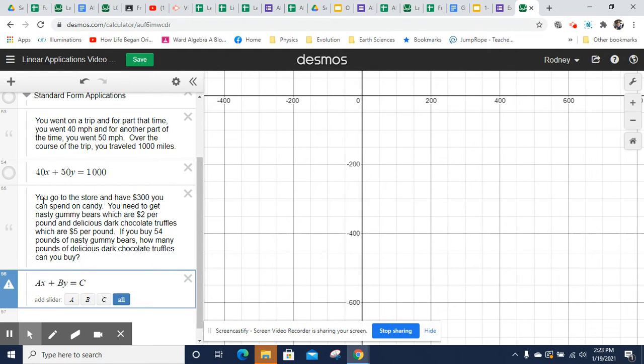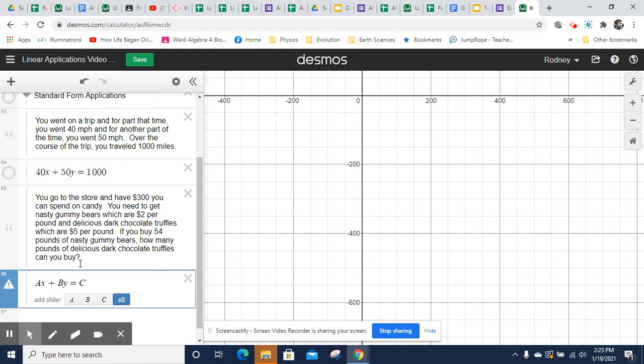And so here we are going to the store and you have $300 to spend on candy. How awesome is that? You need to get nasty gummy bears, which are $2 per pound, and delicious dark chocolate truffles, which are $5 per pound. And then it goes on to ask you, if you buy 54 pounds of nasty gummy bears, how many pounds of delicious dark chocolate truffles can you buy?